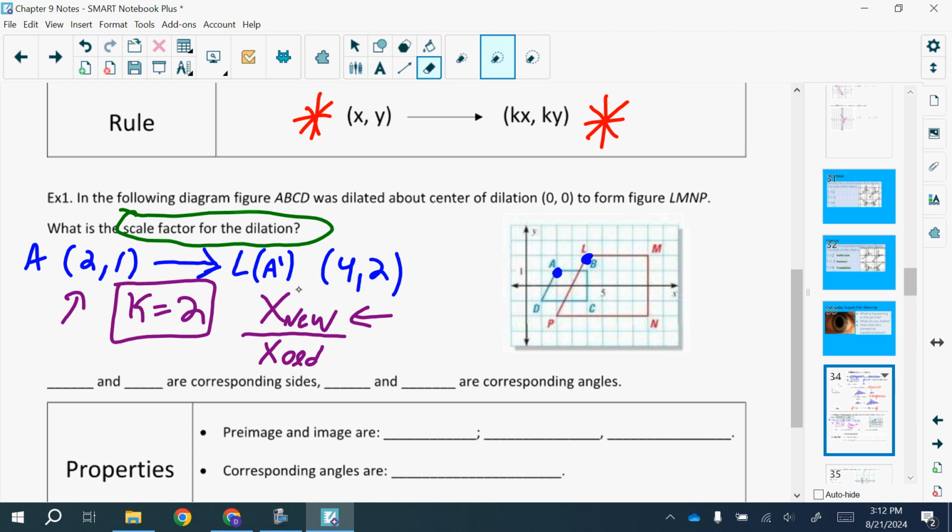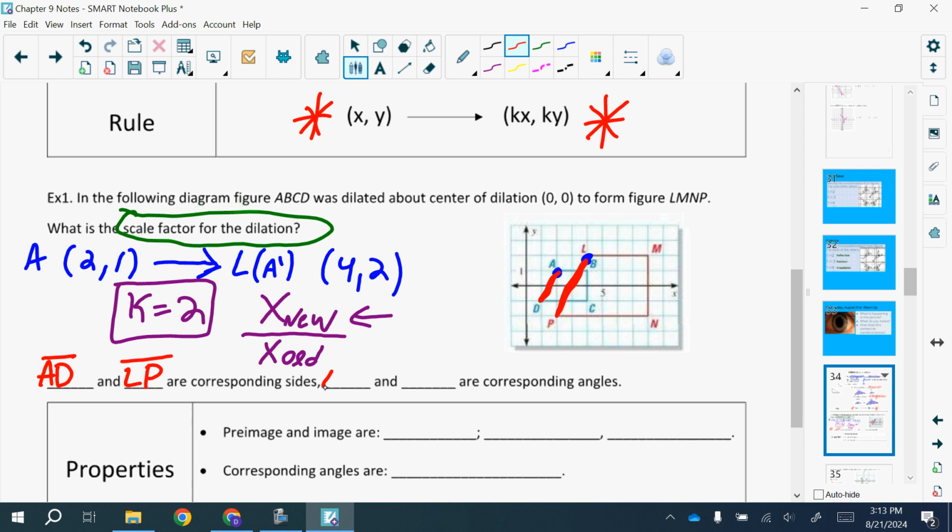Okay, go down to the next part. The line segments AD and LP are corresponding sides, and that follows from clearly seeing that A and L are corresponding vertices. This side and this side are corresponding sides. And also, angle C and angle N are corresponding angles. So this angle here and this angle here.